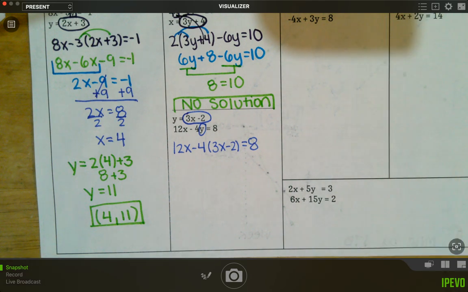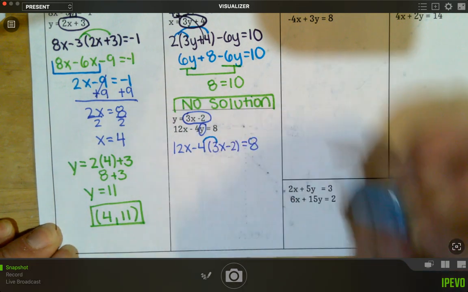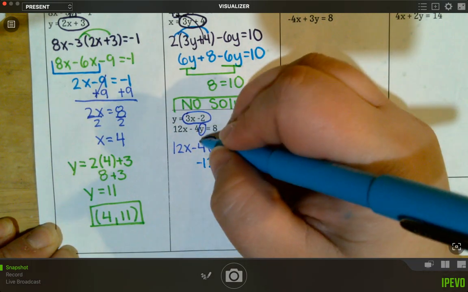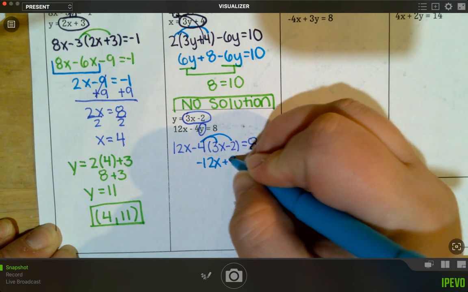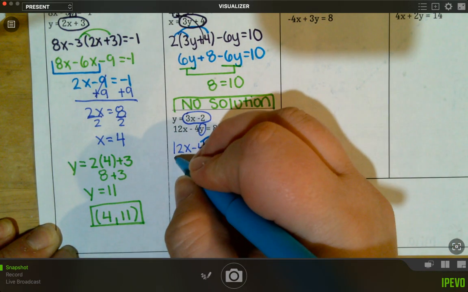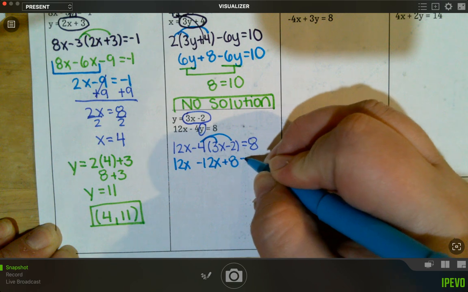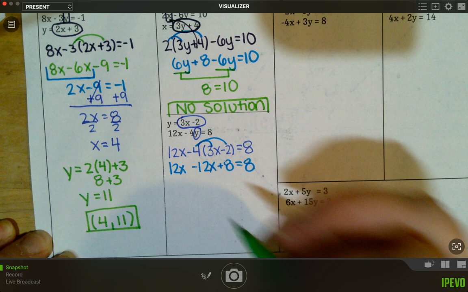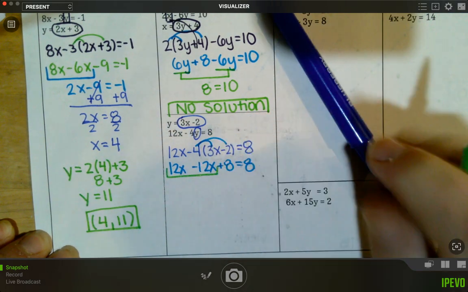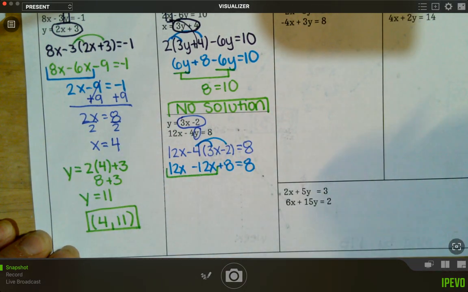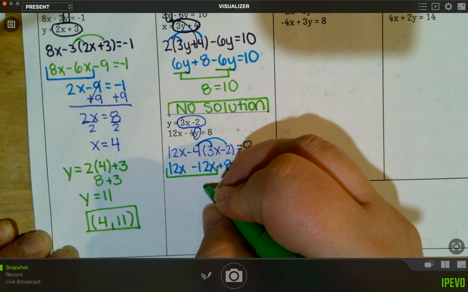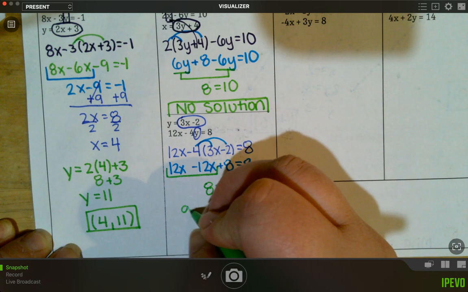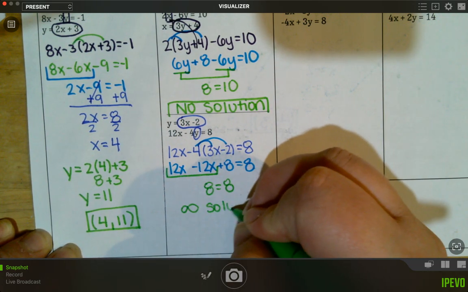Next step is to distribute. Negative 4 times 3x is negative 12x. Negative 4 times negative 2 is 8. And then you have to fill in the 12x from out front, and the equals 8 at the end. Then we're going to combine our like terms. 12x minus 12x is 0, which means all we have left is 8 equals 8. That's true, so we have infinite solutions.